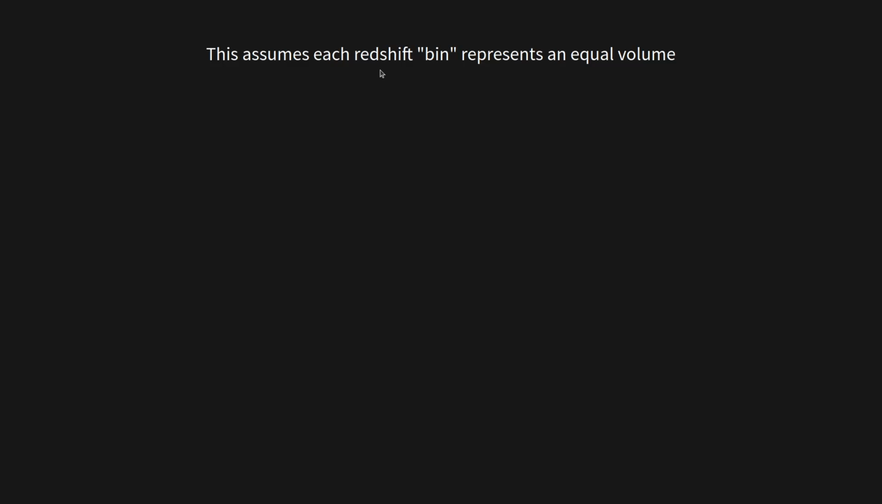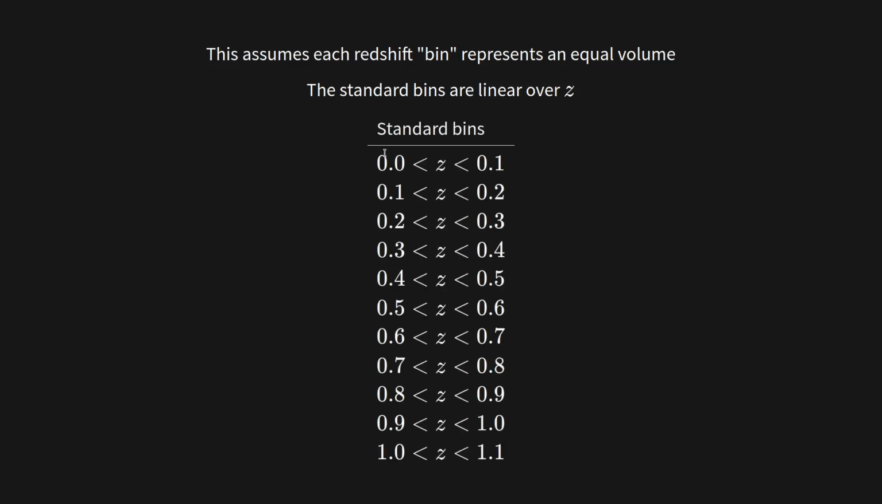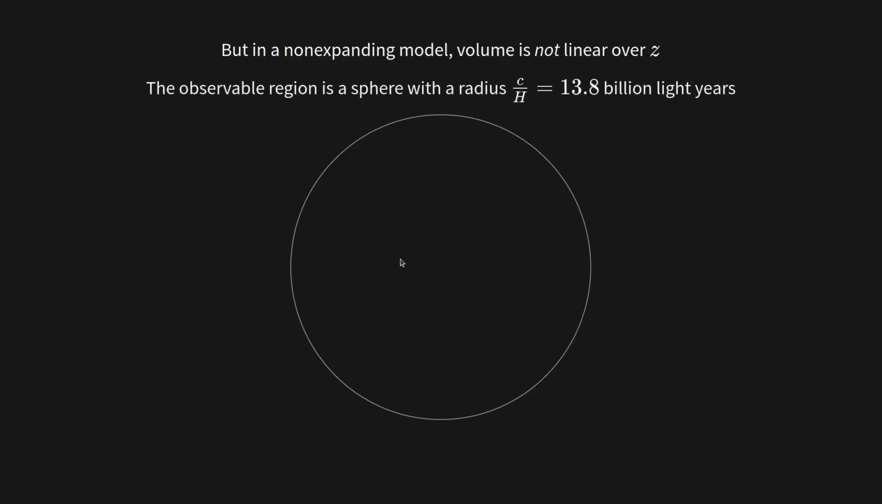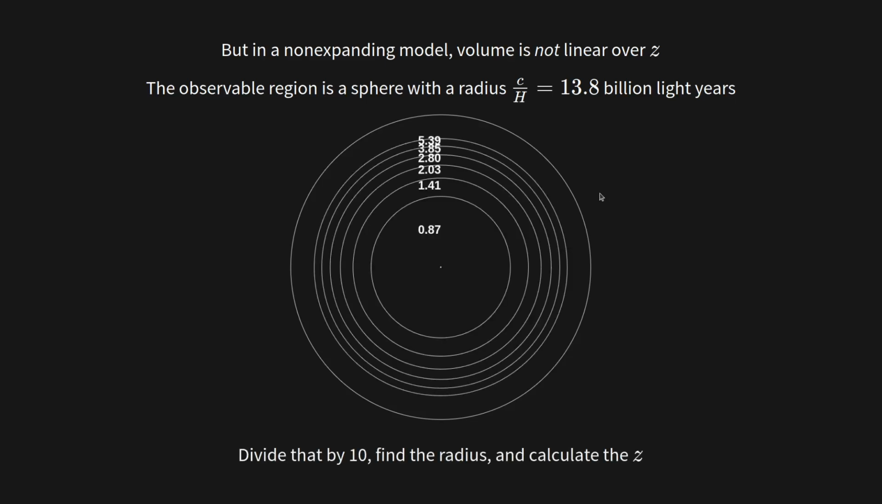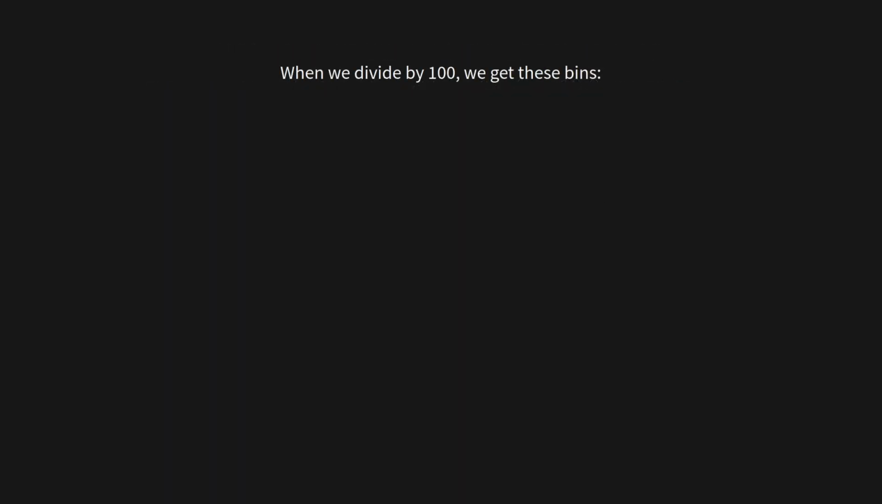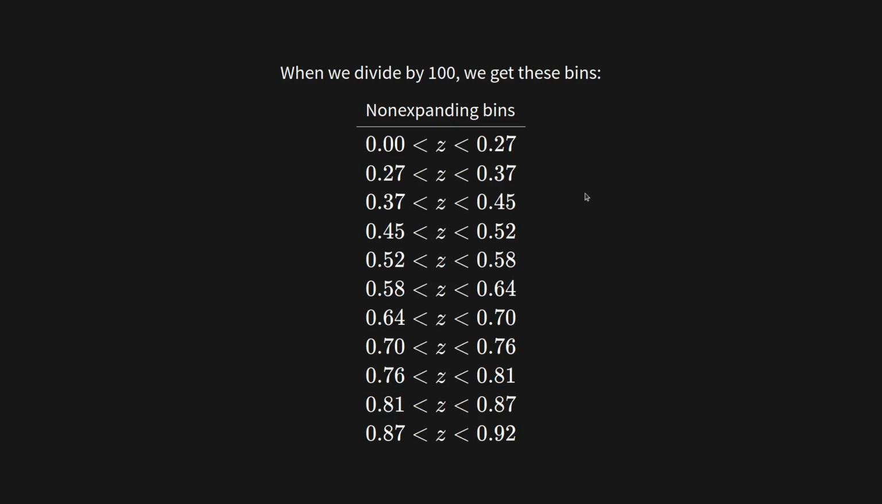This is assuming each redshift range, or bin, represents an equal volume. The standard bins we've been using are linear over Z and just go up by 0.1. In a non-expanding model, volume is not linear over Z. The observable region is a sphere with a radius of Hubble's length, so we can divide that by 10, find the radius, and calculate the Z. When we divide by 100, we get these as the first 10 or 11 bins.